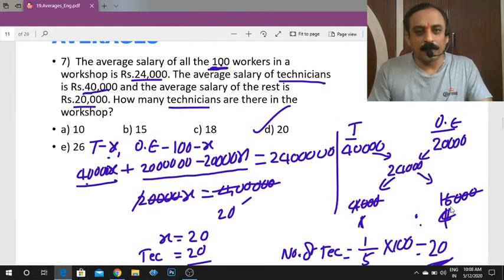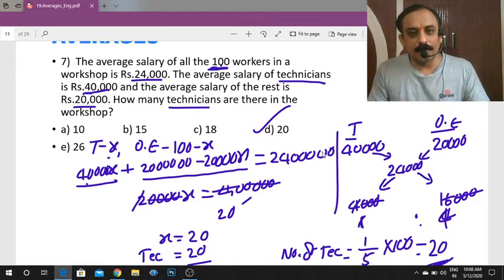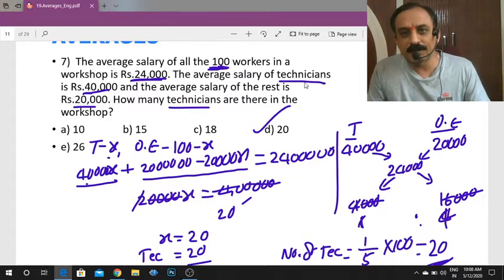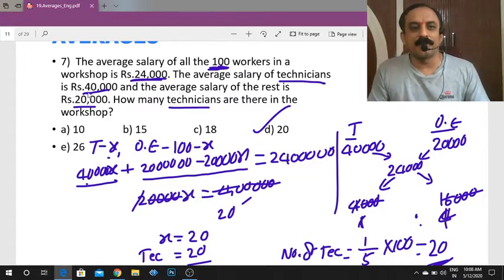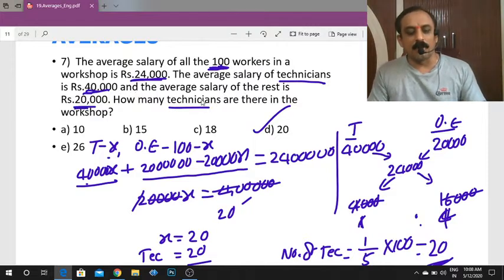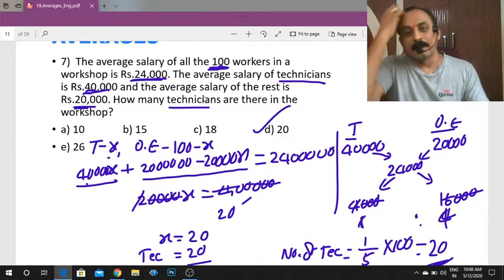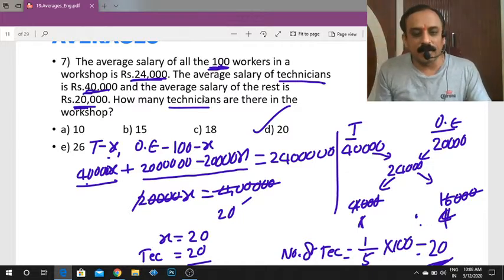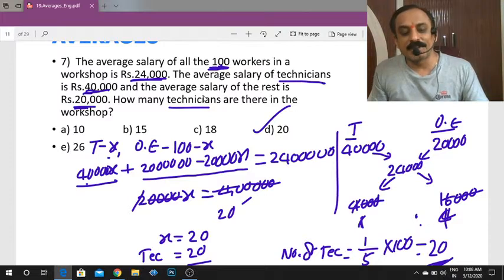What is the question? In a workshop, there are 100 employees in total. The average salary is 24,000 rupees. Out of the 100 employees, some are technicians. The technicians' average salary is 40,000 rupees, and the remaining employees' average salary is 20,000. Now find how many technicians there are. We don't know. Now the simple method, known as the mixture method or alligation method.